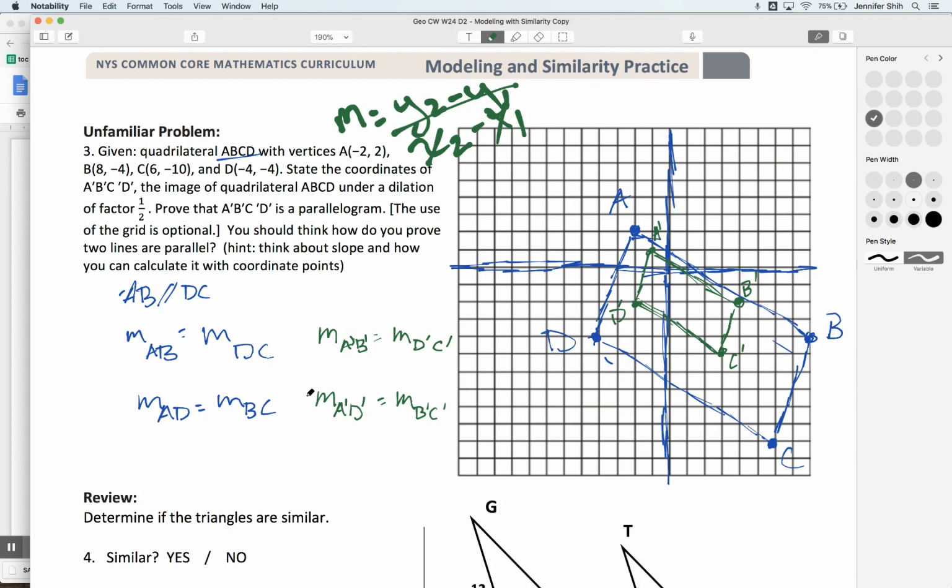It takes a little bit of time and it's good practice. The biggest takeaway out of all the geometry concepts is being able to multiply the scale factor by each of these coordinates. So if you feel like you can do that, that's good.